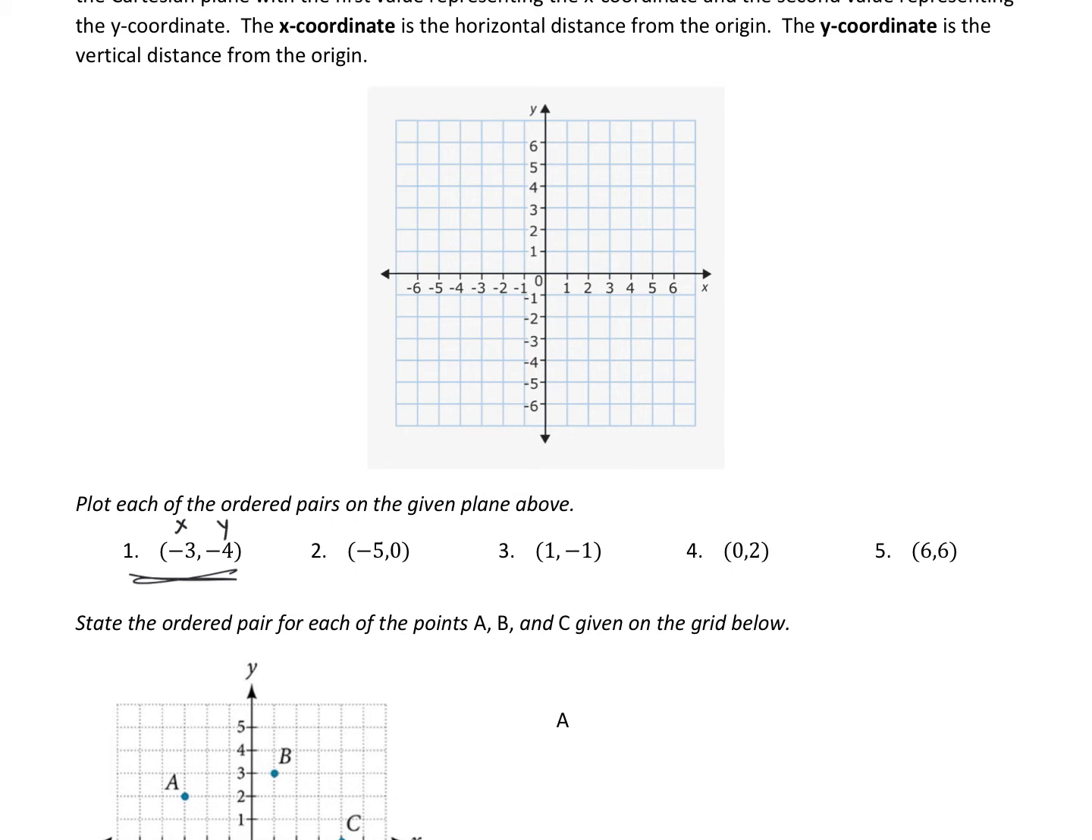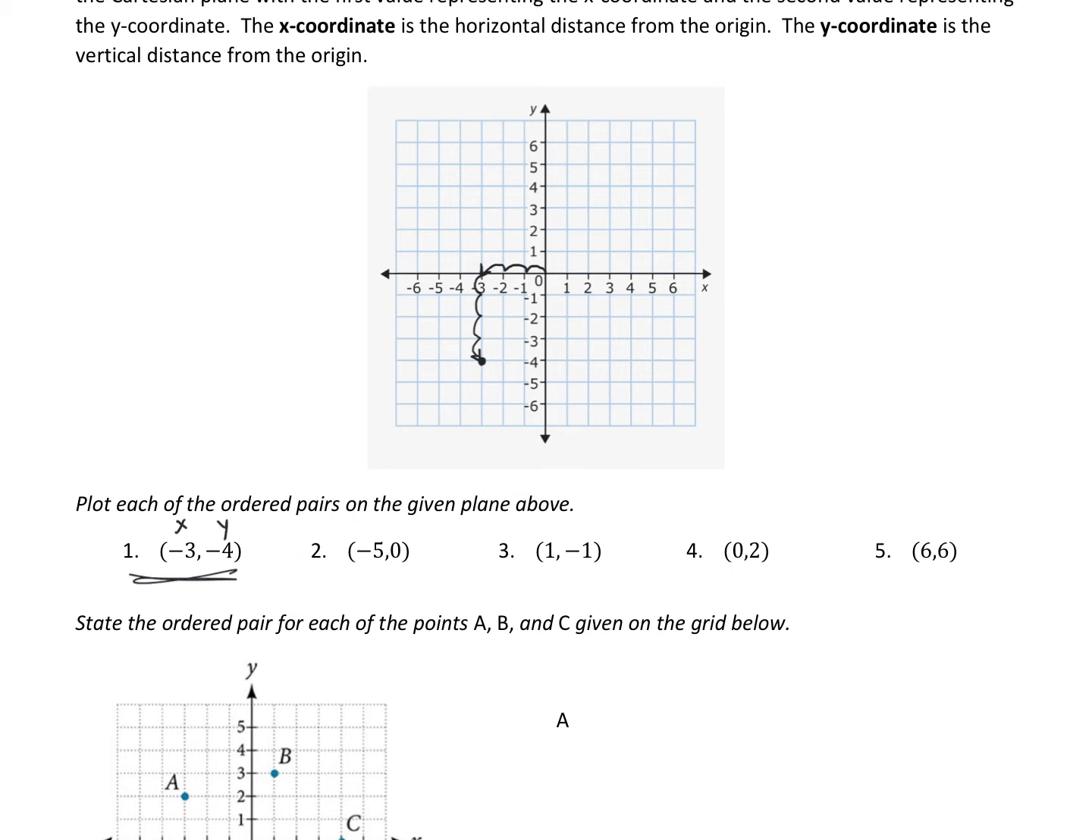So for x, that is going to be moving left or right. Since it's a -3, we would move to the left 3 times. Let me show you how I'm moving. I'm moving here to the -3. We do not put a dot yet. Now we move down 4. Since it's negative, y is up or down. Negative means down. We will move down 4. And then we put a dot here.